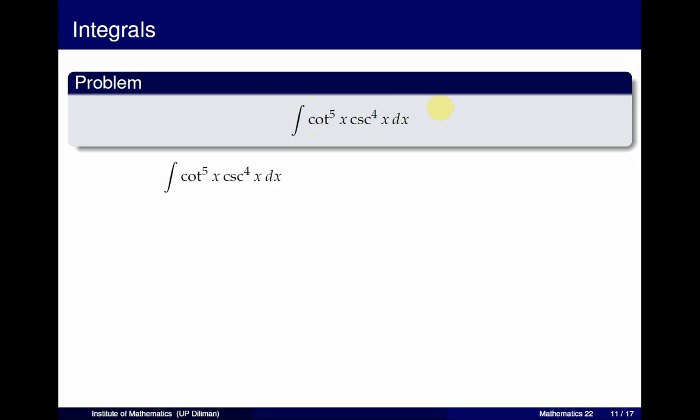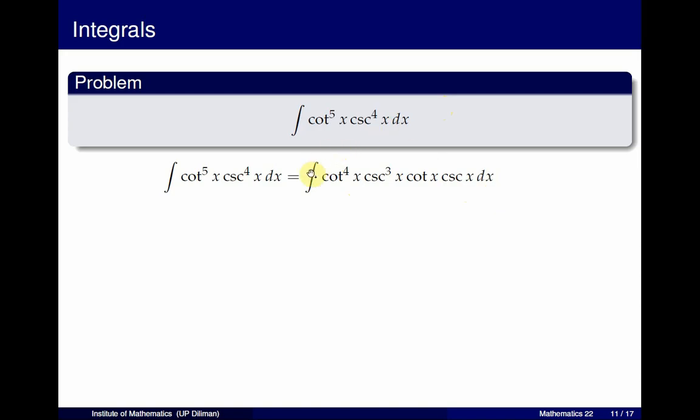So the integral is also equal to integral of cotangent to the fourth of x cosecant cube of x times cotangent x cosecant x dx. And the derivative of cosecant x is negative cotangent x cosecant x dx. So we want our u to be cosecant x.